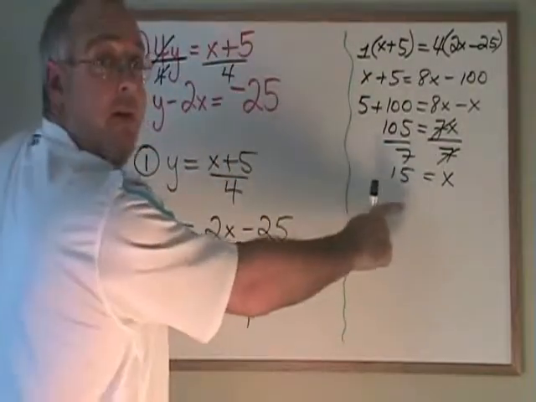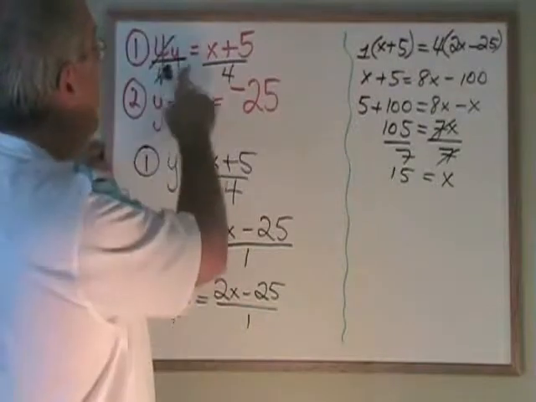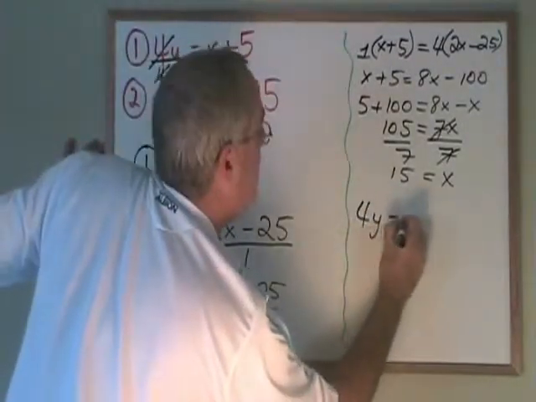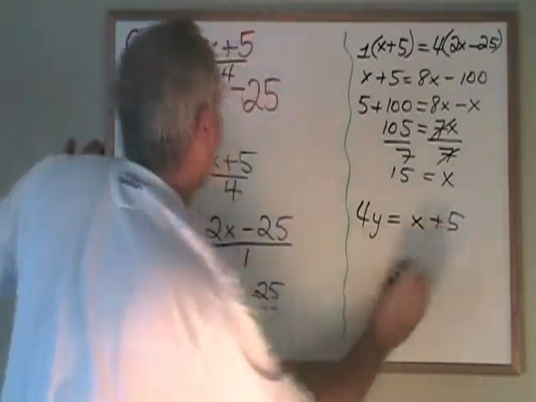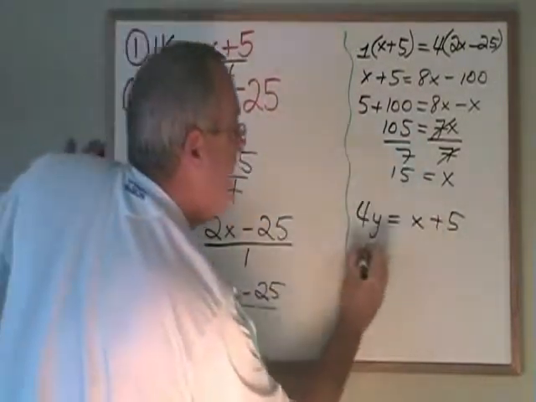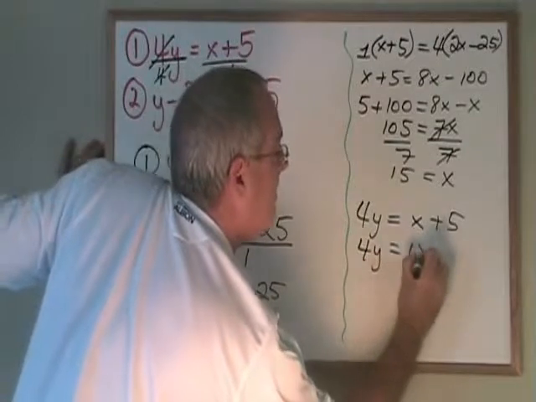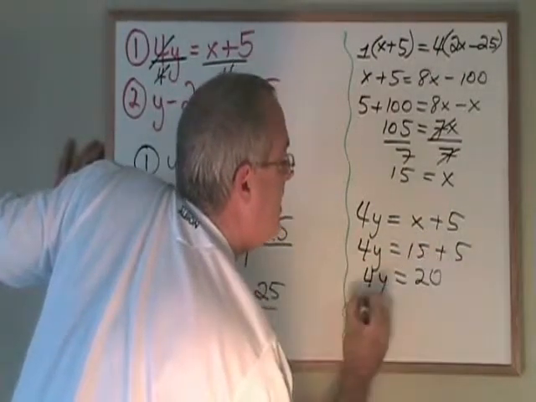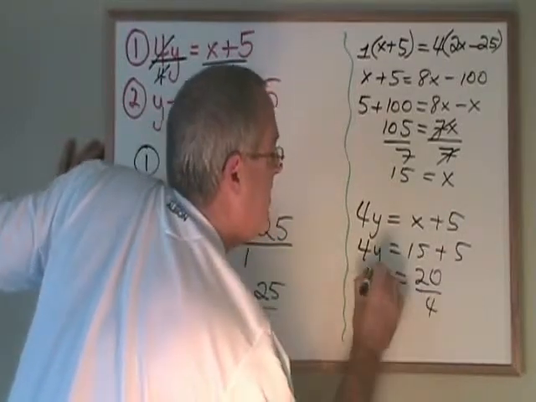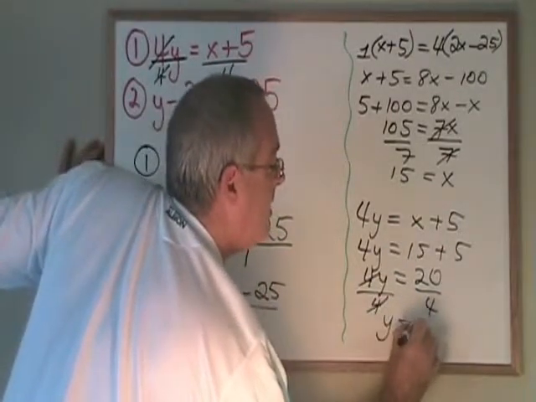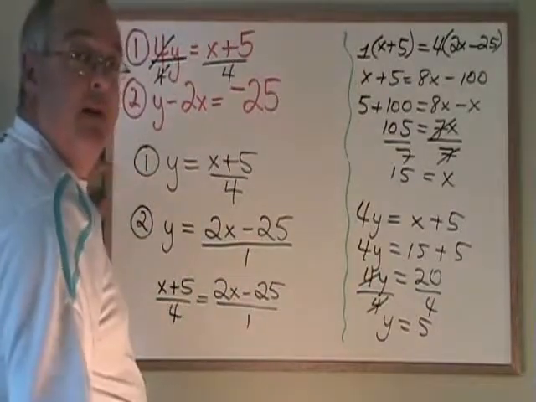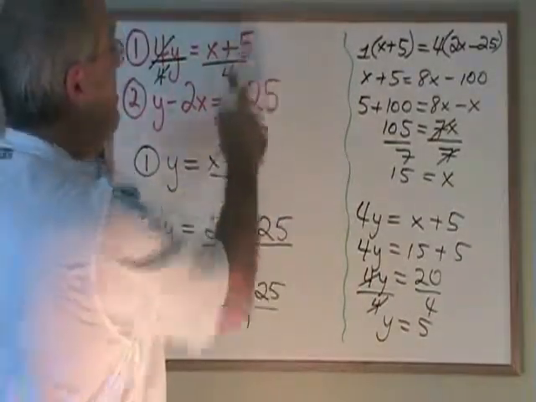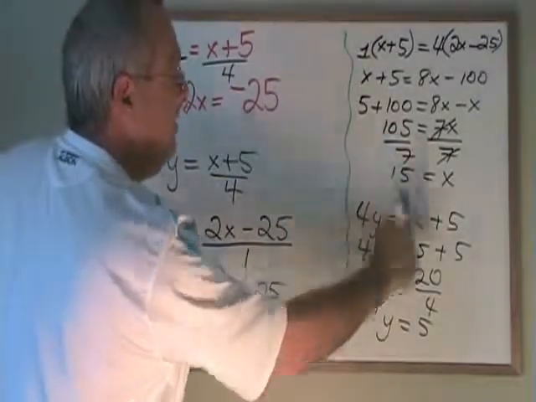Plugging x equals 15 into one of the original equations, I'm going to use equation 1. I have 4y equals x plus 5. If x is 15, then 4y equals 15 plus 5. 4y equals 20. Divide both sides by 4. Y is isolated and is equal to 5. The solution for this comparison and the point of intersection of these two straight lines is going to be (15, 5).